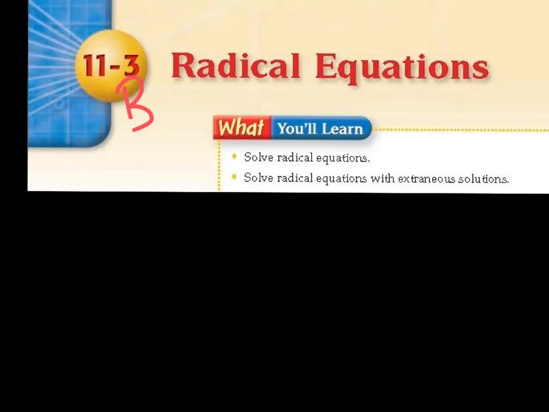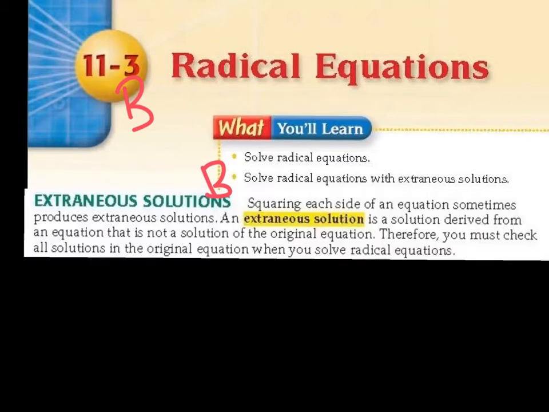And in a perfect world, everything would always go right, but that's not where we live, so we're going to look at solving radical equations with extraneous solutions. What, you may ask, is an extraneous solution? Well, it's when you do everything right and it still doesn't work.